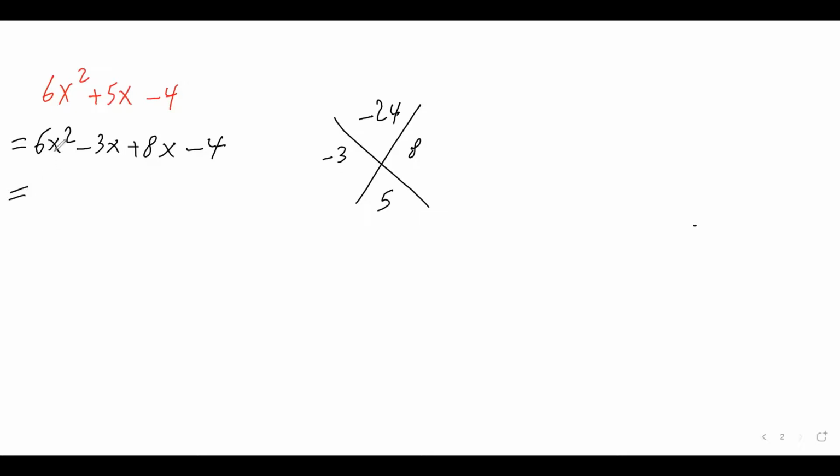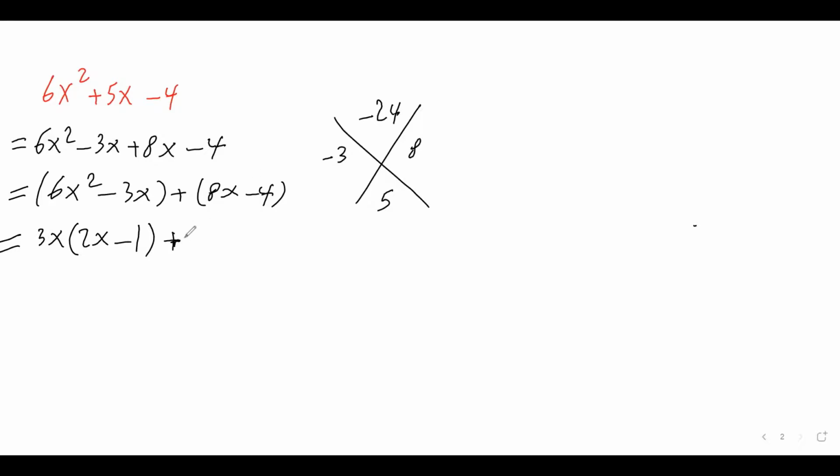What do I do next? I have a quadratic with 4 terms, so I can group each two terms separately. So 6x squared minus 3x in a bracket. Group the other two, 8x minus 4. And now, for the first bracket, what can I factor out here? I can factor out the 3x. So 3x, 6x squared divided by 3x, that gives me 2x. And negative 3x over 3x, that's just minus 1. From the second group, I can factor out a positive 4. 8x divided by 4, that gives me 2x. Negative 4 divided by 4, that's negative 1.